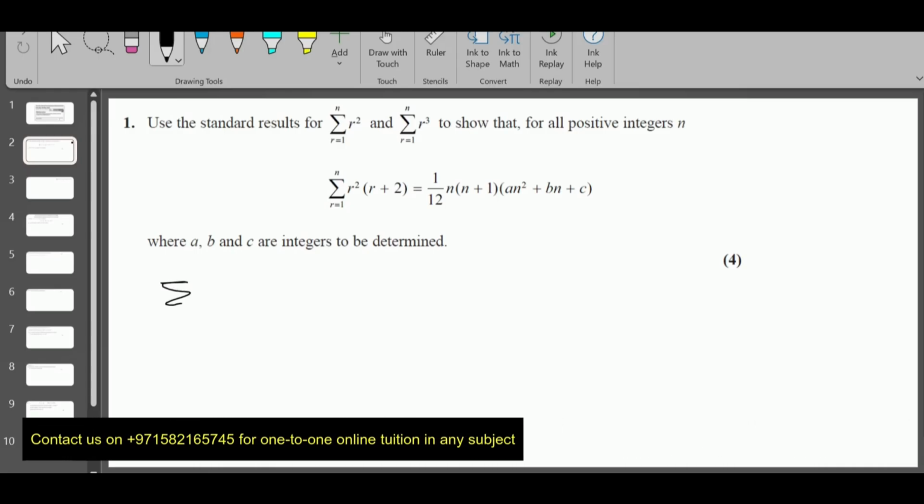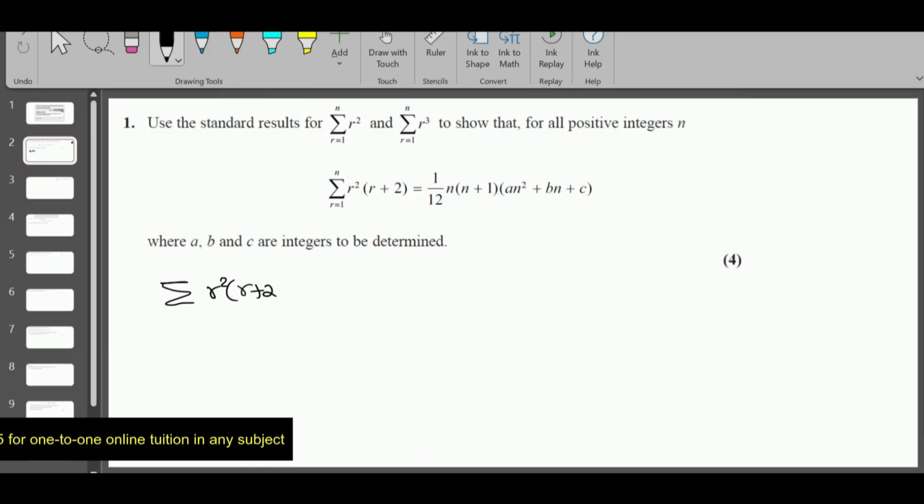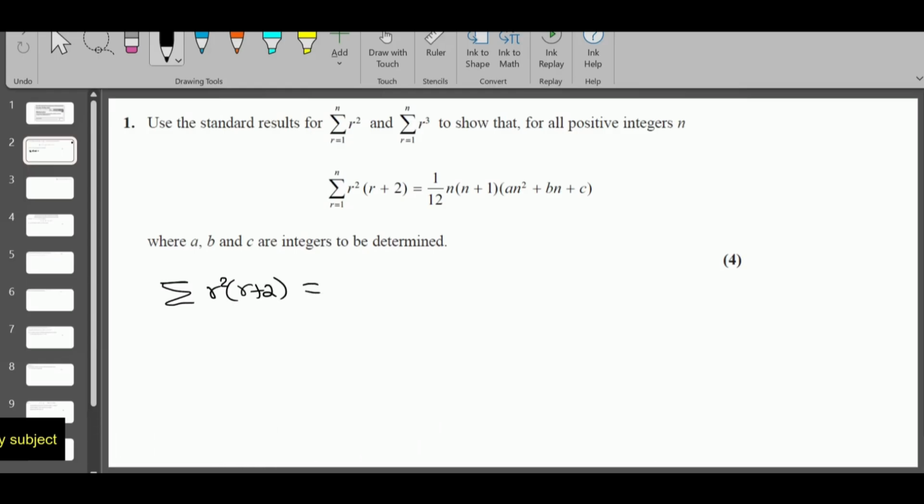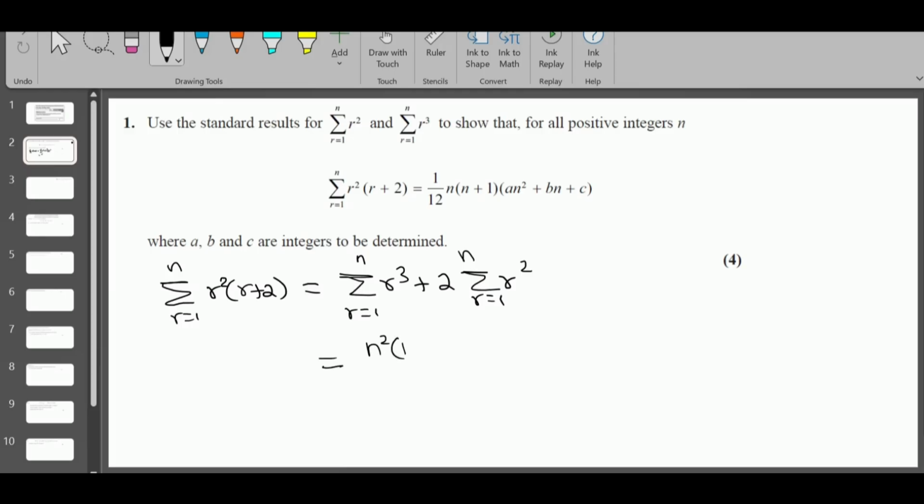So I'm going to take the sigma notation, the left hand side of the equation. Open the bracket and split it, so we'll get sigma r cube plus 2 sigma r square. The limits are r is equal to 1 to n. Now we use the results from the data booklet. For r cube, the result is n square times n plus 1 whole square over 4. 2 times, for r square, the result is n times n plus 1 over 6 times 2n plus 1.